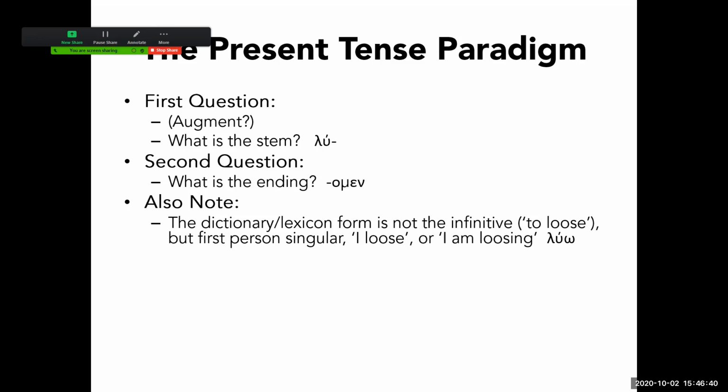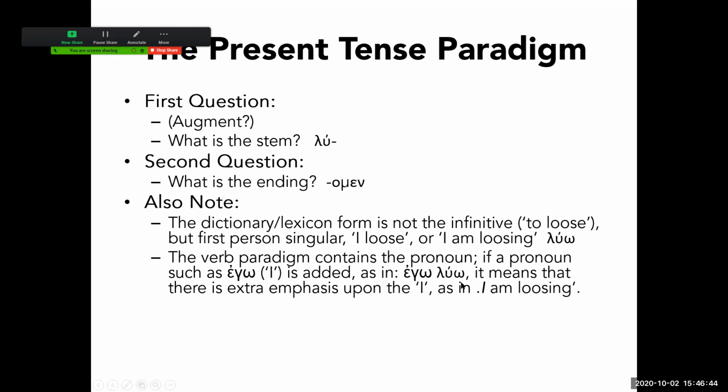And there are many Greek verbs, it's not just the ones, of course, that we have in the lexicon. So remember that if you look up a verb in the lexicon, the dictionary, you'll see the first person singular ending I. And remember that the verb paradigm, which are the endings that we add to the stem, give us the pronoun.